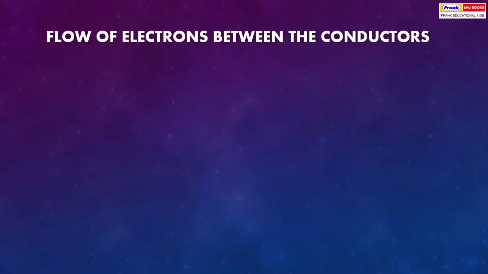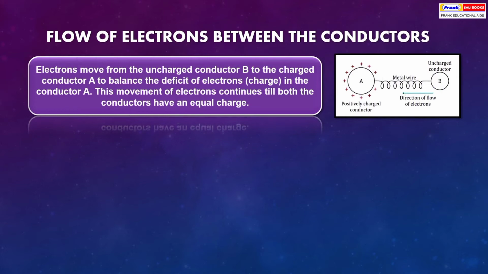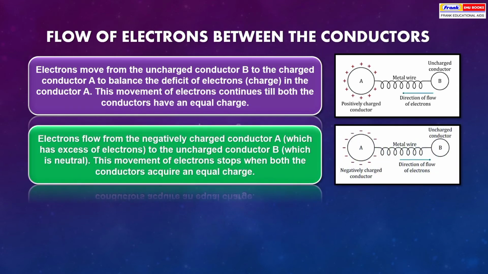Flow of the electrons between the conductors. Electrons move from the uncharged conductor B to the charged conductor A to balance the deficit of electrons in conductor A. This movement of electrons continues till both the conductors have an equal charge. Electrons flow from the negatively charged conductor A to the uncharged conductor B. This movement of electrons stops when both the conductors acquire an equal charge.